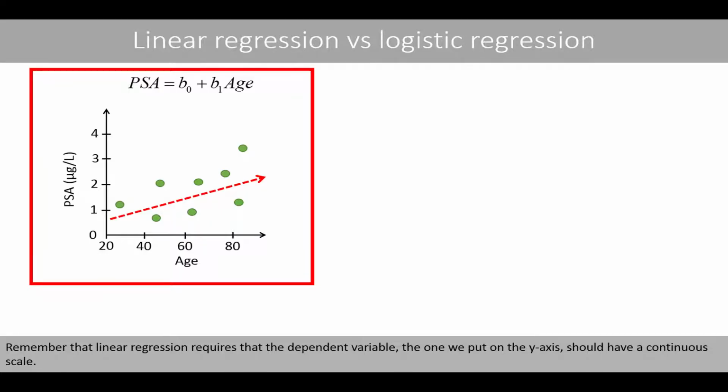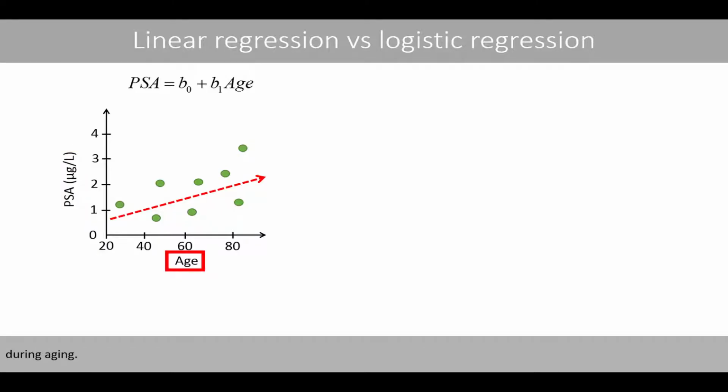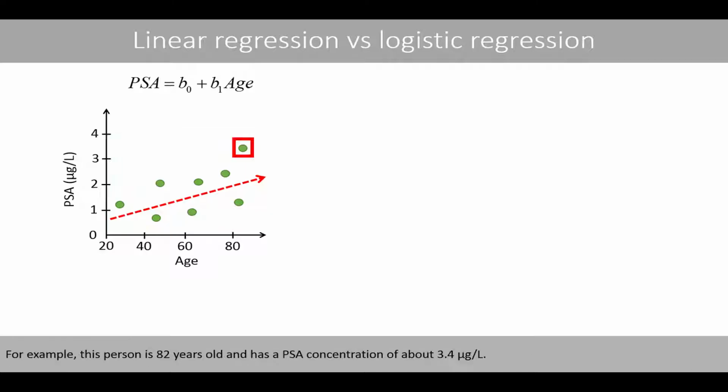Remember that linear regression requires that the dependent variable, the one we put on the y-axis, should have a continuous scale. In this example, we'd like to predict how the prostate-specific antigen concentration in blood changes during aging. We have collected 8 individuals at different ages and measured their PSA levels. Note that this is just a fictive dataset created for the purpose of this video. For example, this person is 82 years old and has a PSA concentration of about 3.4 micrograms per liter.